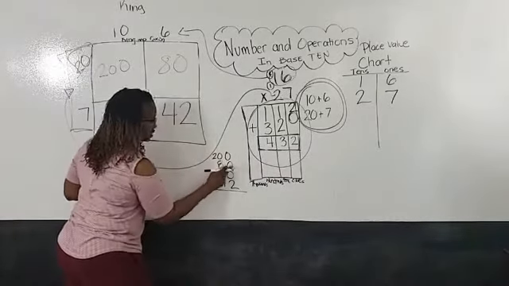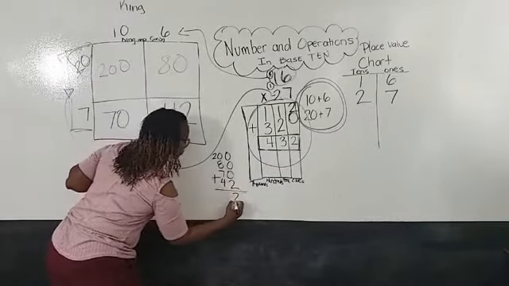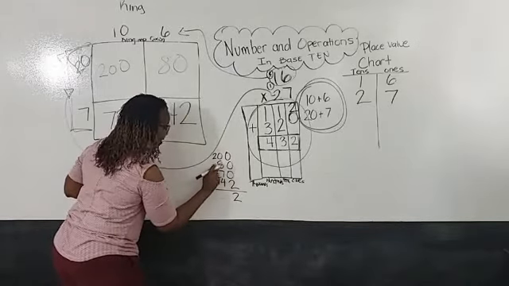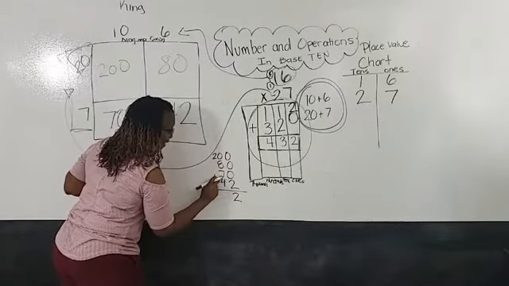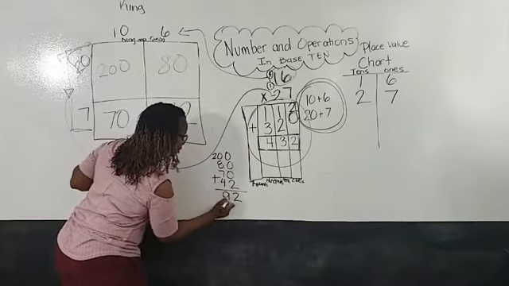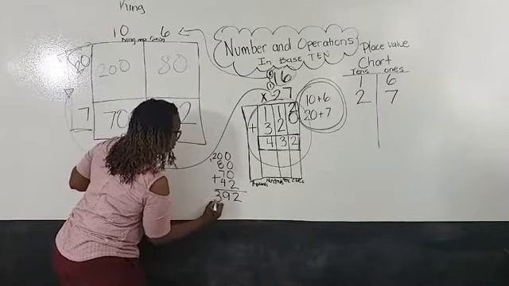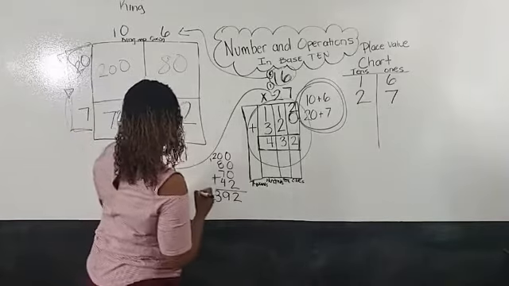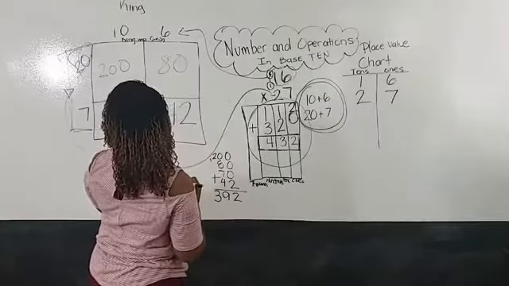So I have 0 plus 0 plus 0 plus 2. 0 plus 8 is 8. 8 plus 7 is 15. 15 plus 4 is 19. Uh-oh. Uh-oh, guys. There's something wrong.